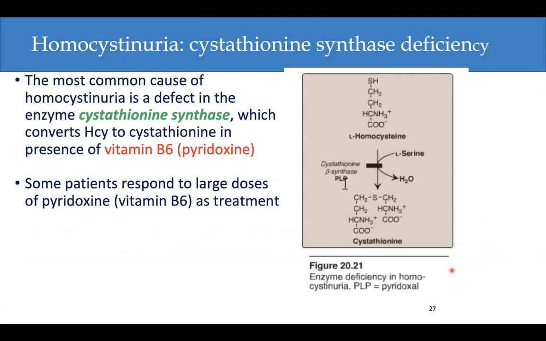Okay, so the more common defect here is actually a deficiency in cystathionine synthase. Remember, there were two enzymes. We were considering either methionine synthase deficiency or cystathionine synthase deficiency, right? So either way, you end up with an accumulation of homocysteine. Now, another important aspect of this is that cystathionine synthase needs a cofactor, vitamin B6. Sometimes in these patients, giving them pyridoxine or vitamin B6 can alleviate some of the features of homocystinuria.